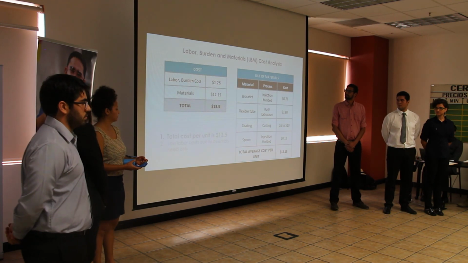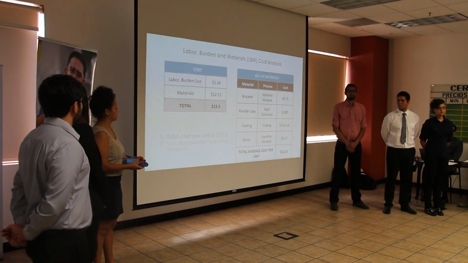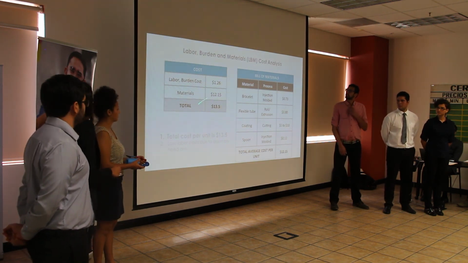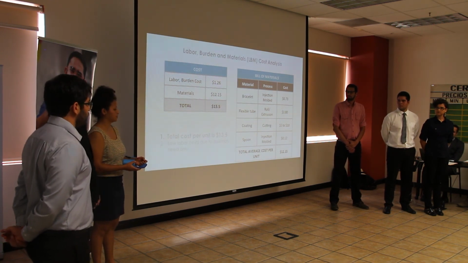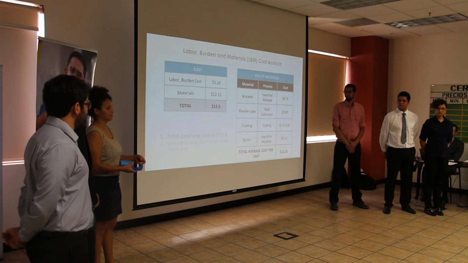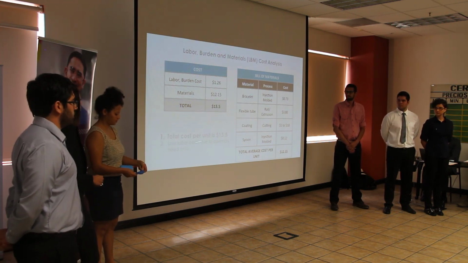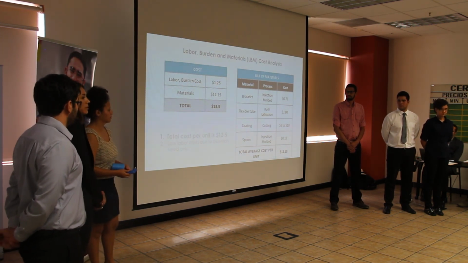Besides this, we also calculated the labor burden cost. We estimate it at $1.26. So using these 2 values, we found the total cost per unit. It was $13.50. It's important to highlight here that our low labor cost was due to the fact that we are just going to assemble the parts.